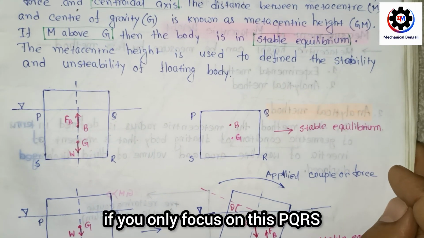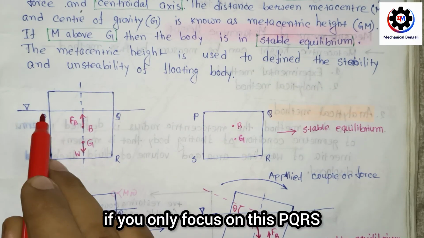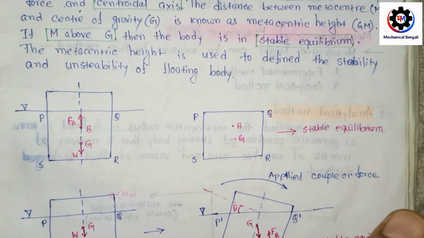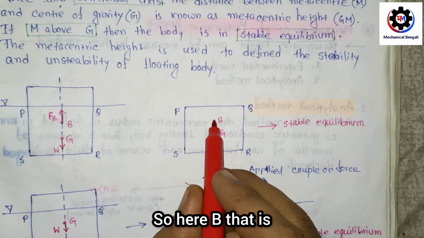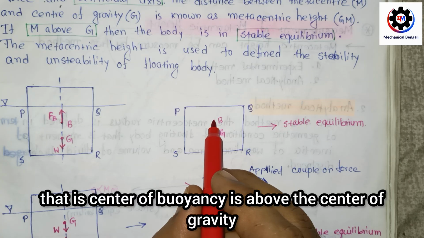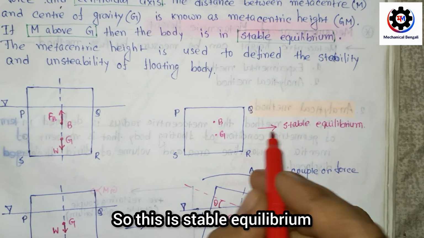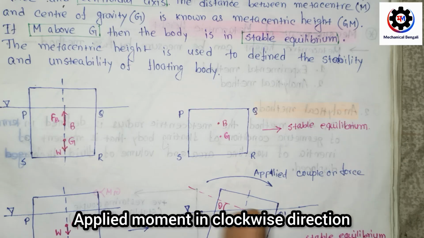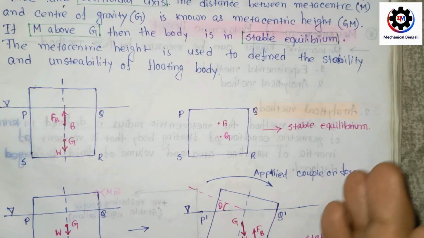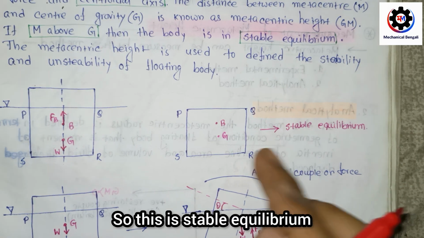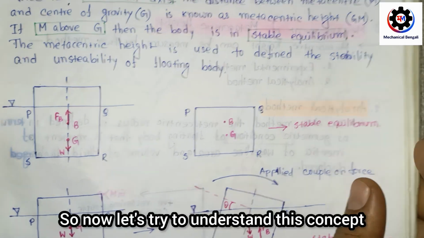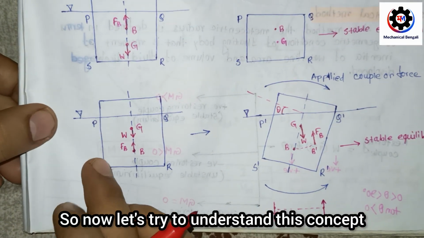Now if you only focus on this PQRS, here B, that is the center of buoyancy, is above the center of gravity. So this is stable equilibrium. If a moment is applied in the clockwise direction, the reaction will be anti-clockwise. So this is stable equilibrium. Now let's try to understand this concept.